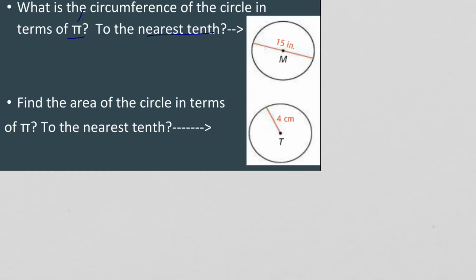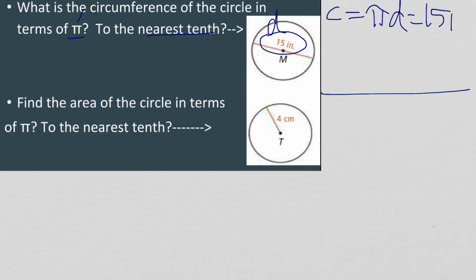So let's do the first one. We're given the diameter. So when it's located right in the middle there of the circle, that's definitely the diameter. So I'm going to do pi times d. So that's 15 pi inches is the circumference. If I plug that in the calculator and round it to the 10th place, I get it to be about 47.1 inches.